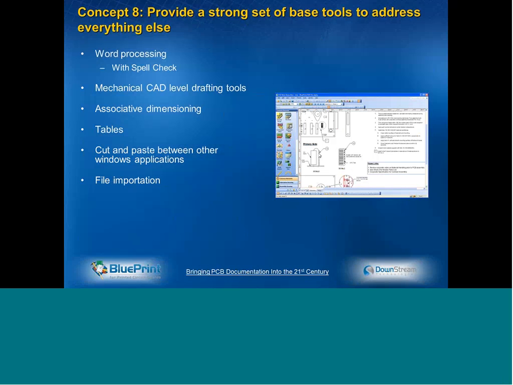Associative dimensioning, being able to associate the dimensions to the actual view we're looking at. So if I expand that view, scale it, rotate it, whatever, the dimensions all stay consistent to the actual size. Being able to add any kind of table that I'd want to, maybe an impedance table or something like that. Cut and paste between other Windows applications. It is a Windows application. It's not a CAD tool modified to work under Windows. And being able to bring in other types of files.